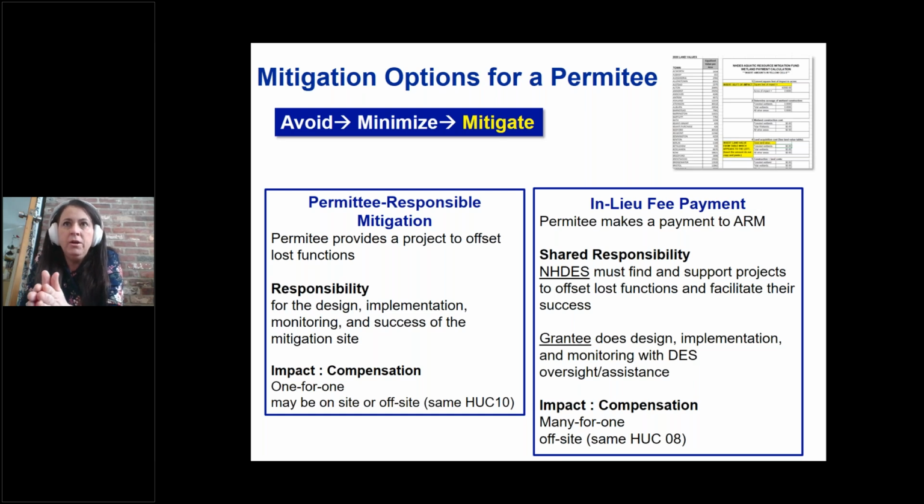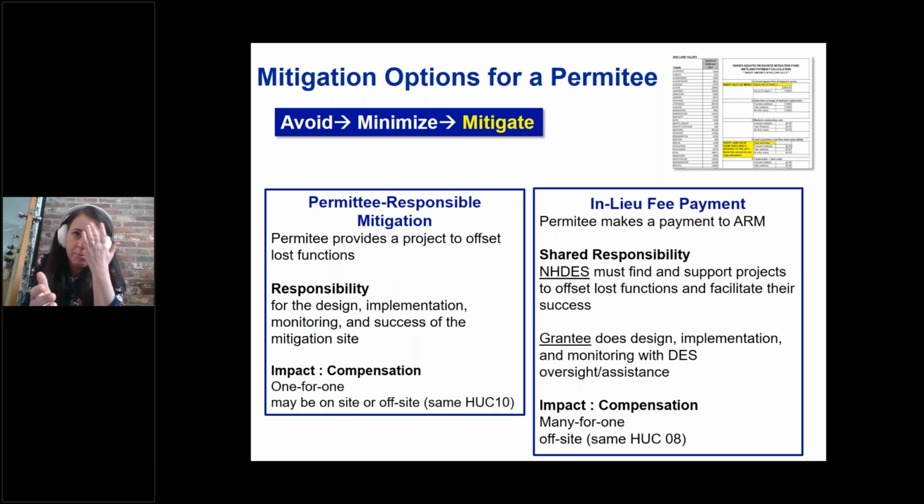So after a permittee has avoided and minimized to the greatest extent possible, and it is determined that mitigation is needed, there are then two options for mitigation. There is permittee responsible mitigation and an in lieu fee payment. And I am going to make it easier, and I'm going to refer to permittee responsible as PRM and in lieu fee as ILF, just to shorten it.